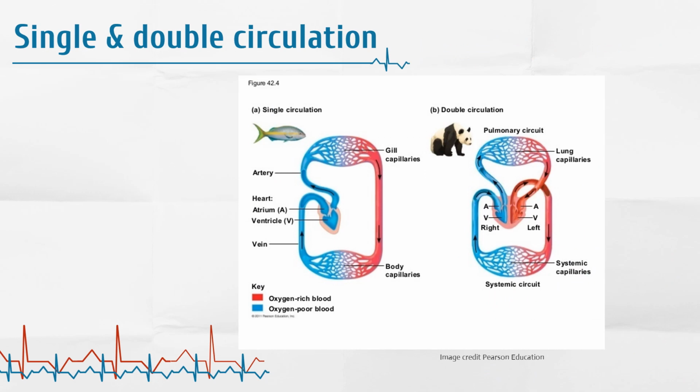We humans and other mammals have a double circulatory system. We literally have two separate circuits. We have a pulmonary circuit. Pulmonary is for lungs, and then our systemic circuit is for the rest of the body.